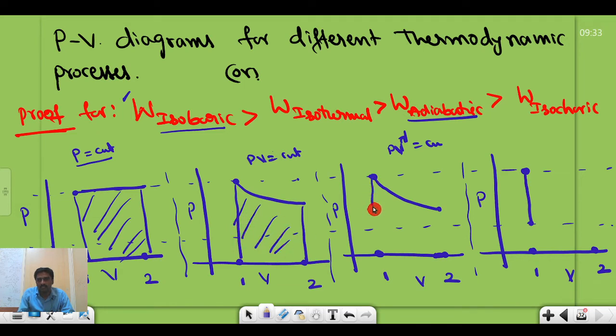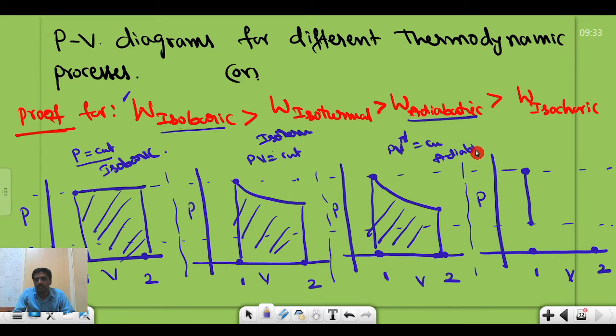So this is the work done in the adiabatic process, the area enclosed in this one. In the isochoric process there is no area here; a straight vertical line will not produce any area. Now compare: this area is more, that's why the work done is more in the isobaric process. This is the isobaric process, this is the isothermal process, this is the adiabatic process, and this is the isochoric process.